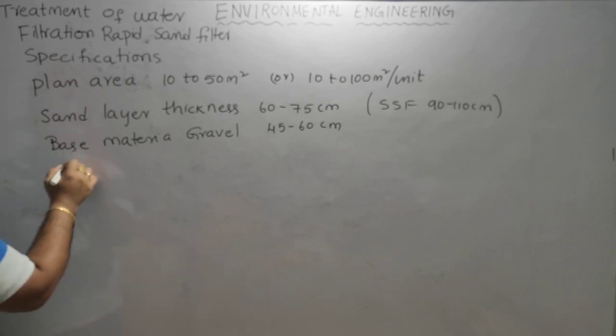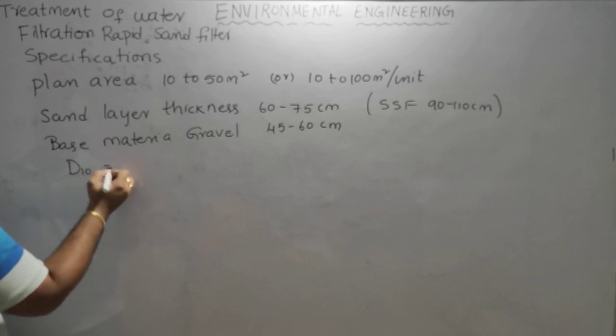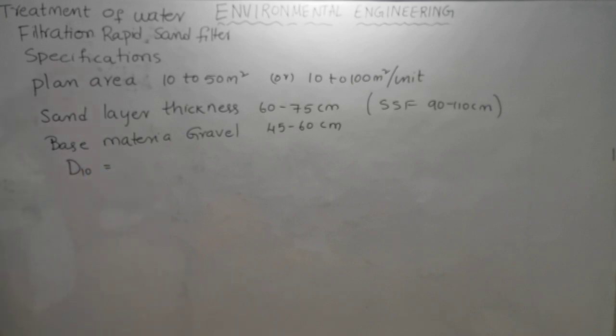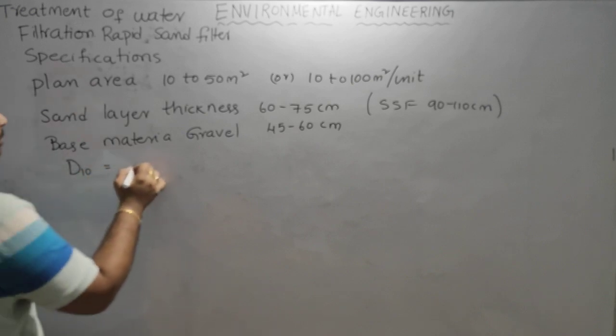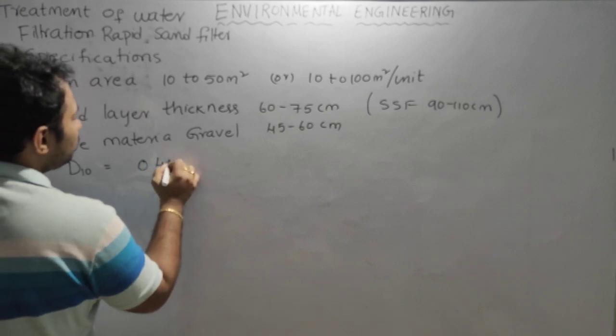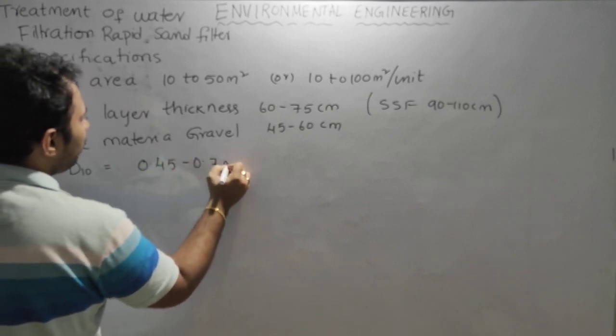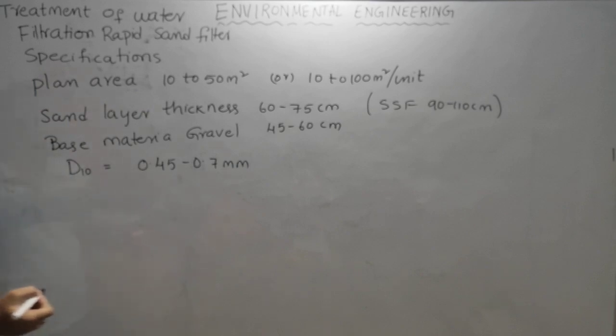D10 here is equal to 0.45 to 0.7. So we will establish a comparison between rapid sand filter and slow sand filter later. Okay, these are the specifications of rapid sand filter.